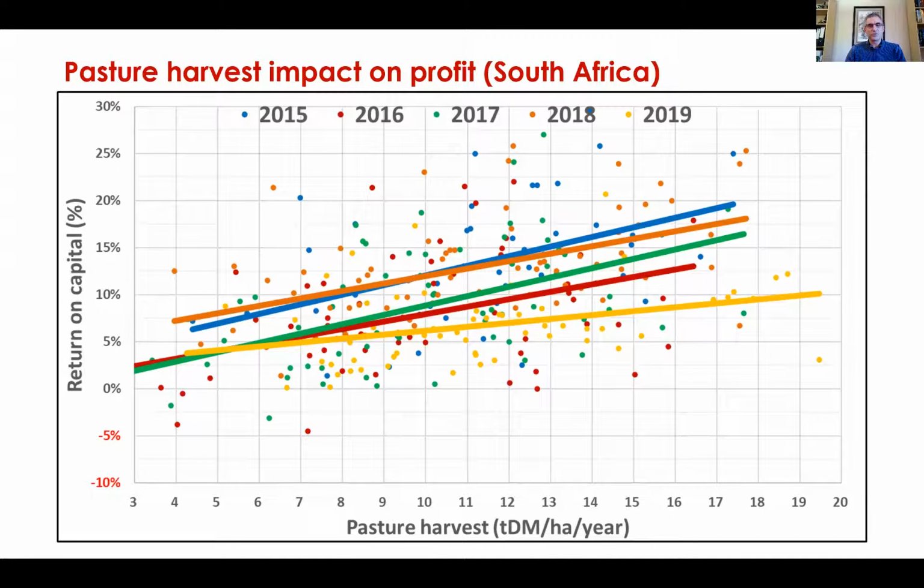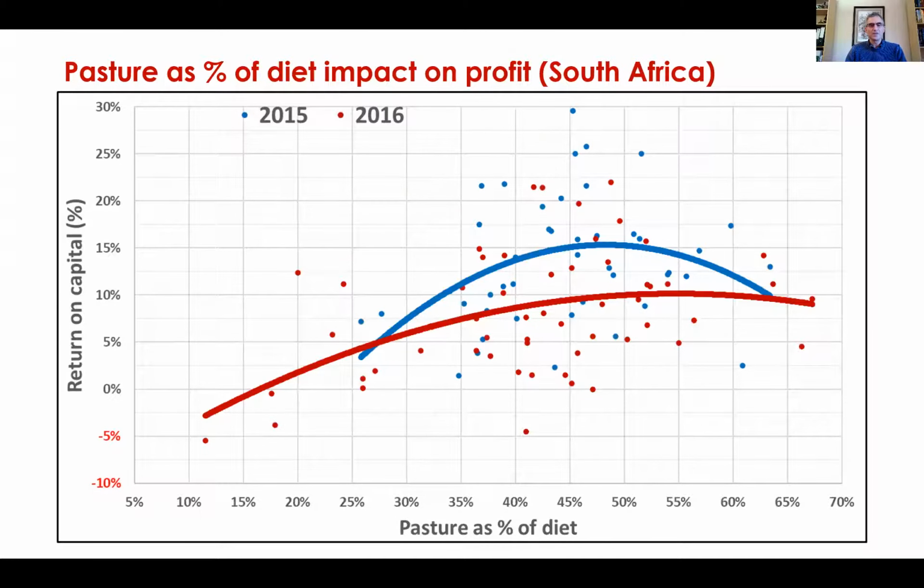Now let's look at a curvilinear or quadratic relationship. This graph has pasture as a percent of the cow's diet on the horizontal axis and return on capital or profit on the vertical axis. The change in shape, the trend line, between 2015 in blue and 2016 in red is much more pronounced. As you can see, the slope of the two curves are quite different and the tipping point is different.